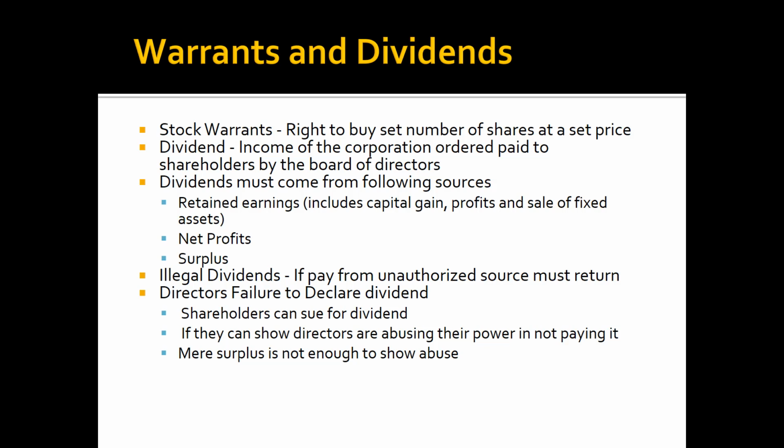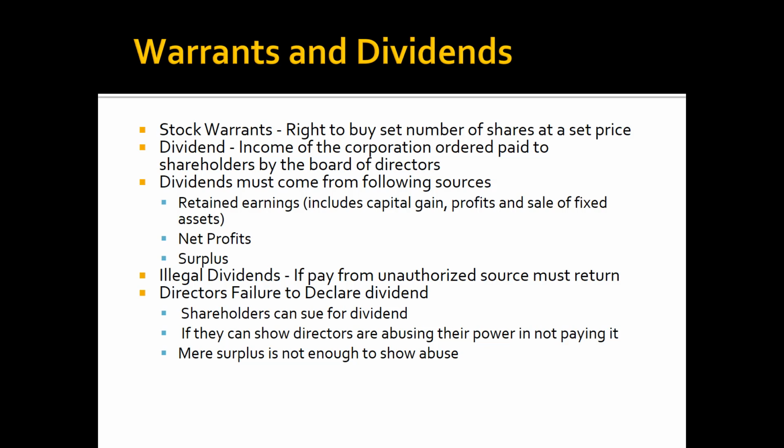A dividend is the income the corporation pays to shareholders, as decided by the board of directors. Many stocks pay dividends, many do not. Many rely upon just the increase in the capital value. Classically, stocks like public utilities, like Progress Energy or Duke Energy, tend to pay dividends. It has to come out of net profits and surplus. Now, it's illegal to borrow money and pay them. And you can sue if the directors are intentionally failing to declare a dividend and are abusing their power.